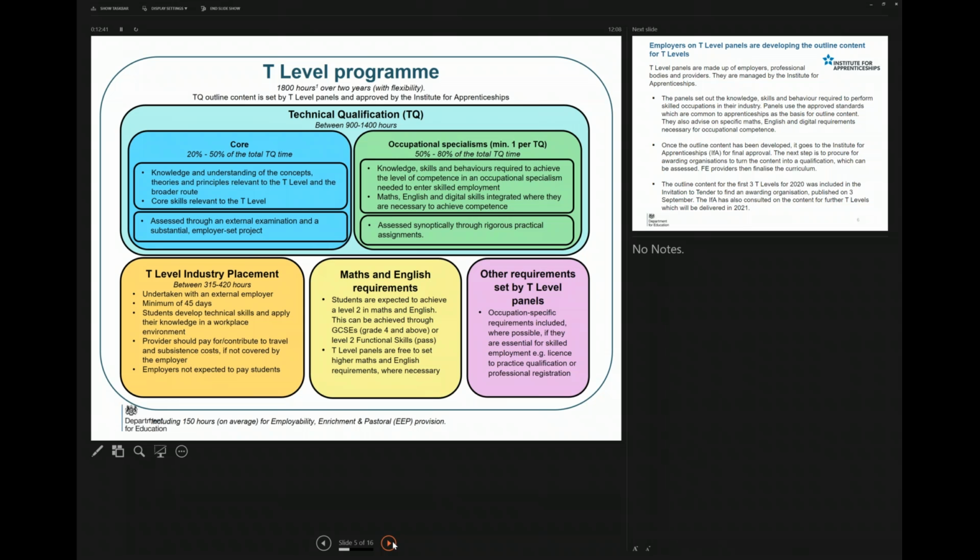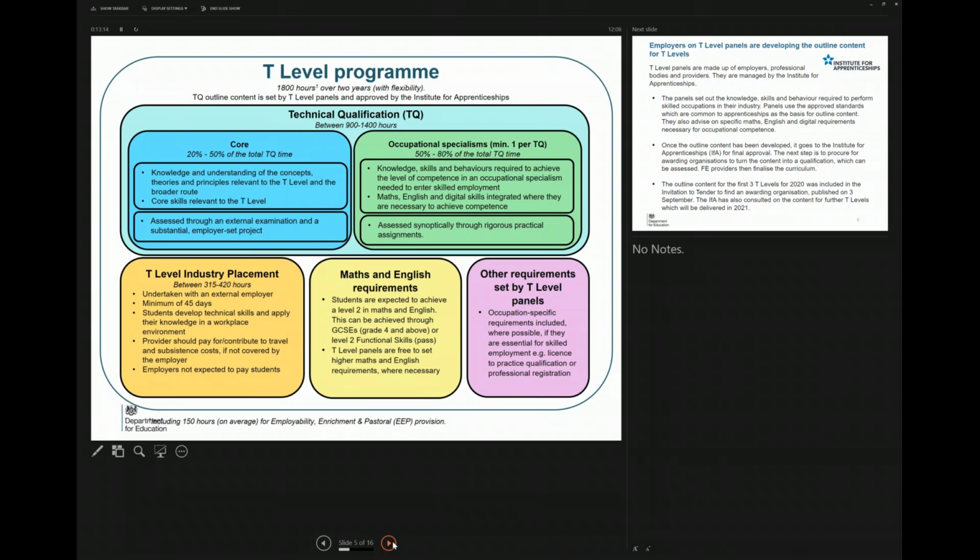Each technical qualification also includes an occupational specialism, and that really gets into the detailed skills, knowledge and behaviours in order to be able to do a skilled job. So if you're doing a digital T-level, to actually be able to do the software development activities that are needed in those jobs. Each T-level includes a mandatory industry placement, a minimum of 45 days, and this should be relevant to the T-level programme that they're taking and external to the provider setting.